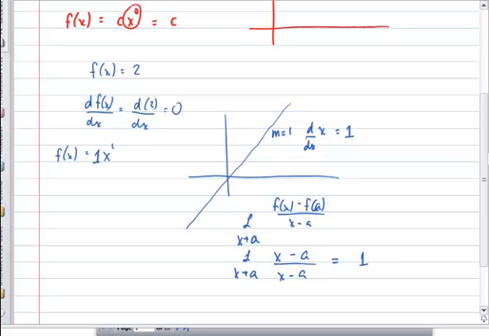So the derivative of plain old x is equal to 1.